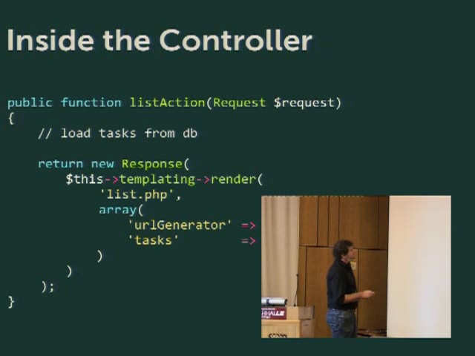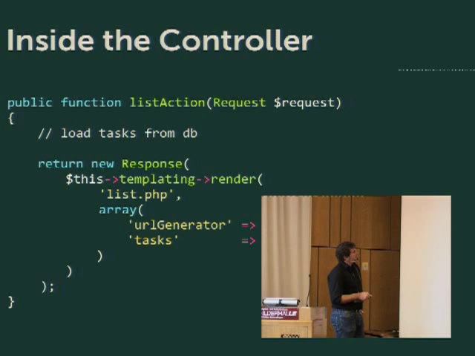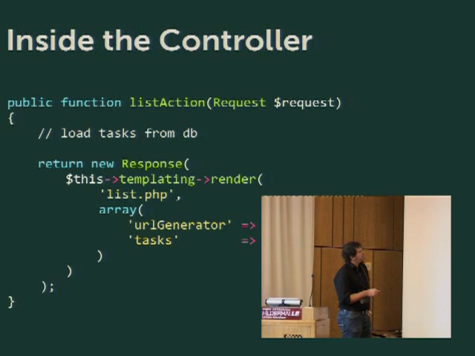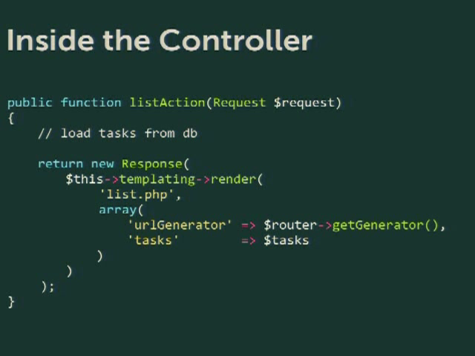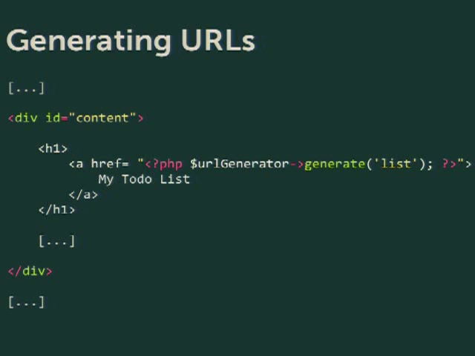So there's some business code over here, loading tasks, whatever. And once I've done so, I use the templating engine that I've made available to the controller to render that template and wrap this in a response object, which I can return, which my front controller then can send to the client. And what I pass is not only the tasks variable, but also a URL generator that is part of the router object. And I will be able to use that generator to generate my routes.